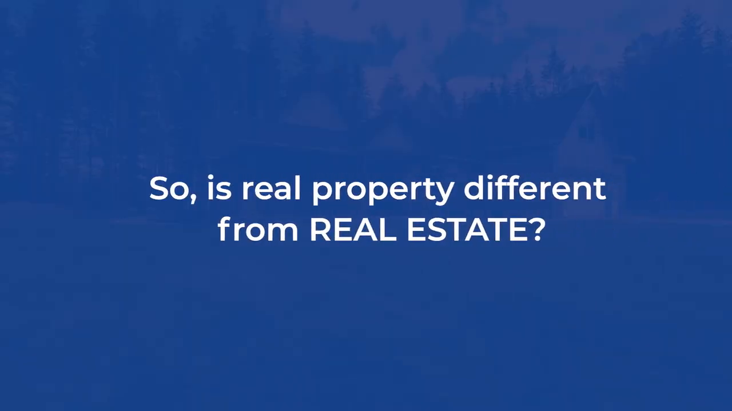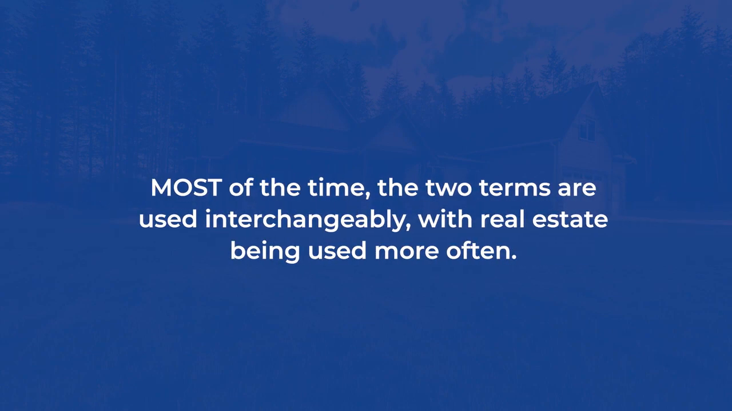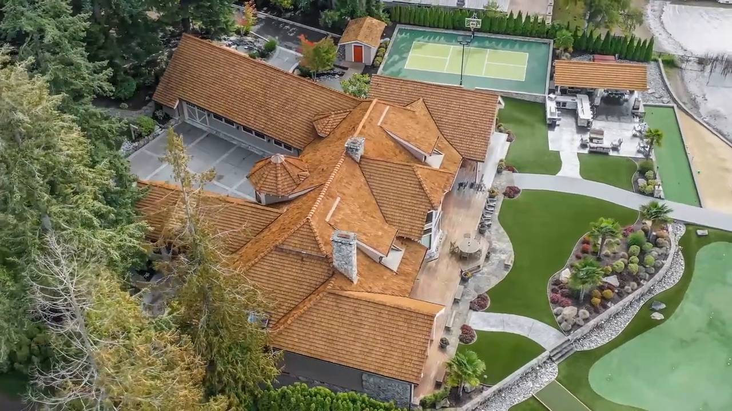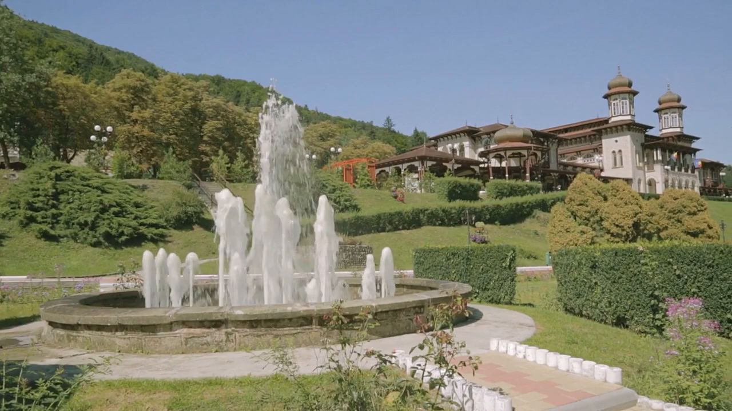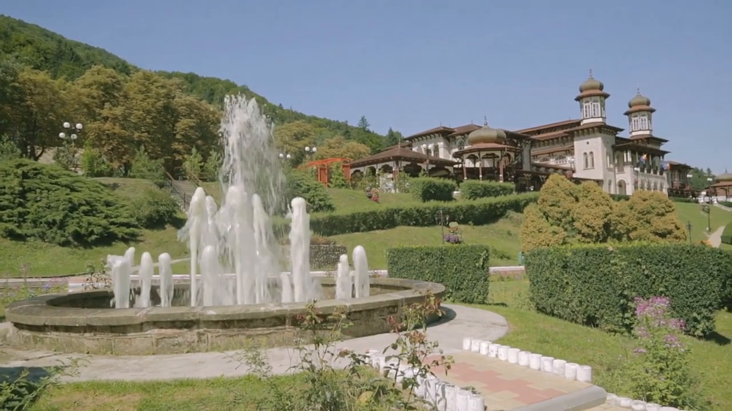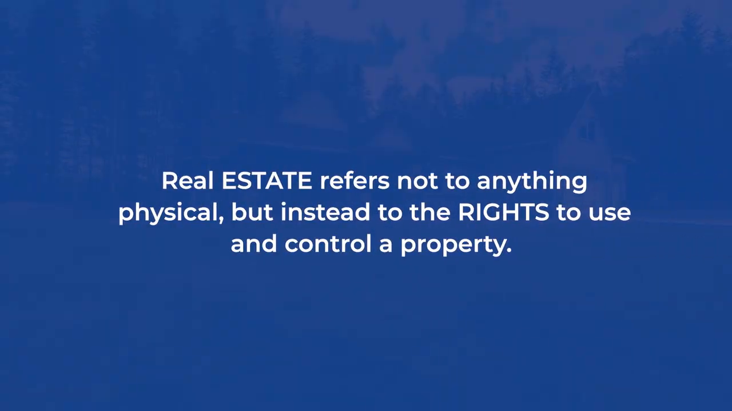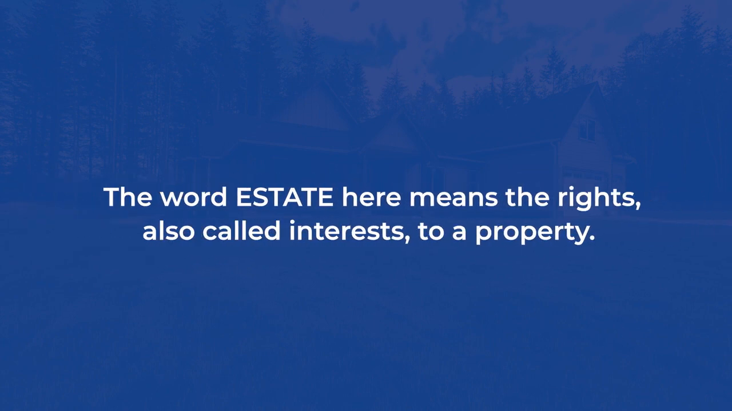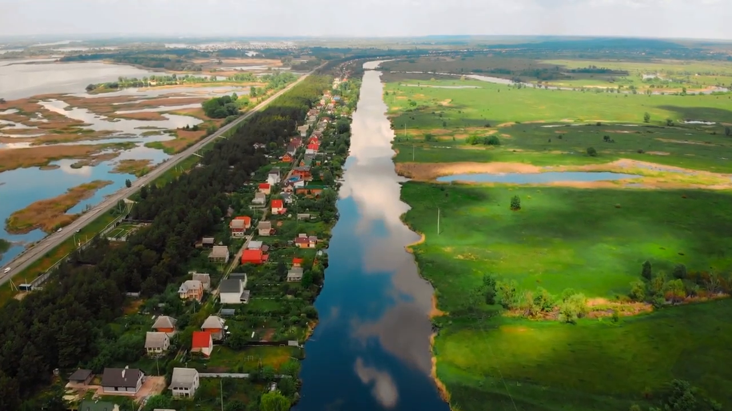So, is real property different from real estate? Yes and no. Most of the time, the two terms are used interchangeably, with real estate being used more often. But technically speaking, there is actually a difference between real property and real estate. Real property, as we've already said, is the land, natural resources that can be pulled from that land, and any attached structures. Real estate refers not to anything physical, but instead to the rights to use and control a property. The word estate here means the rights, also called interests, to a property. The distinction we're making is between the physical thing and the rights associated with that physical thing.